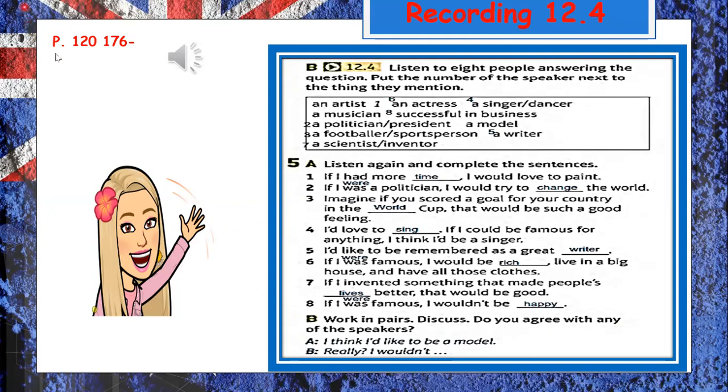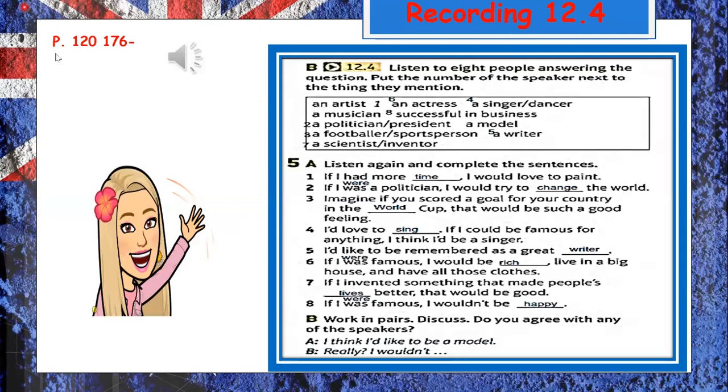7, If I could be famous for anything, it would be for inventing something, like a medicine or a cure for cancer. Not for being an actor or a musician. If I invented something that made people's lives better, that would be good.